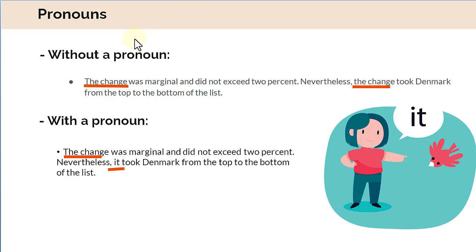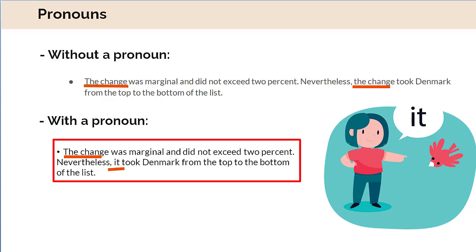So here, let's take a look at two sentences without the use of a pronoun. We have: the change was marginal and did not exceed 2%. Nevertheless, the change took Denmark from the top to the bottom of the list. Now, with a pronoun, these two sentences will be much easier to follow. The change was marginal and did not exceed 2%. Nevertheless, it took Denmark from the top to the bottom of the list.